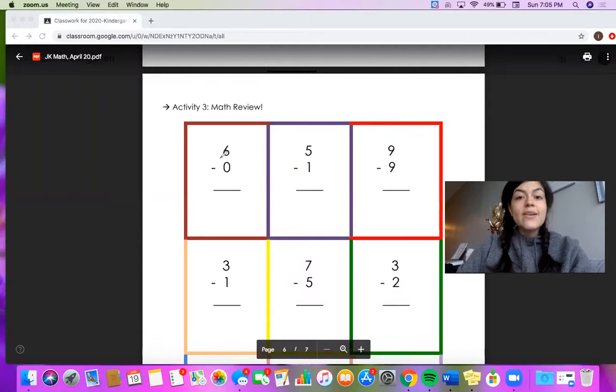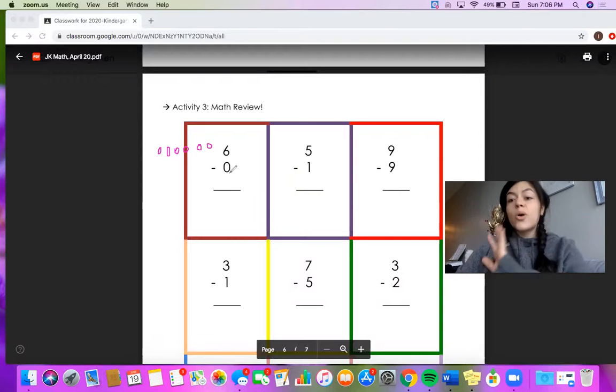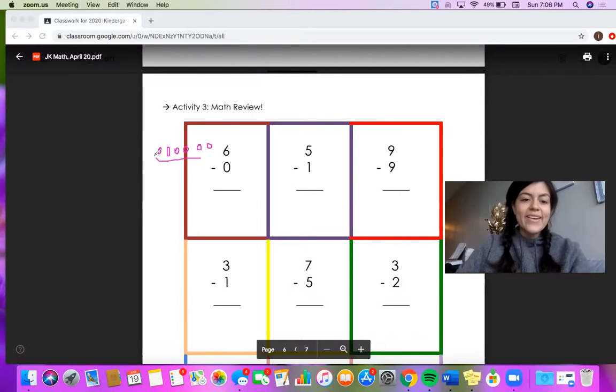How you could do that first is by doing a drawing. You're going to get so good at this eventually that you won't even need to draw it. But for now, you can draw it out. So let's draw out 6. 1, 2, 3, 4, 5, 6. And then how many are being subtracted here? 0. So you don't have to cross anything out. And now, what's left? All 6 of them are still left. So the answer to this one would be 6.